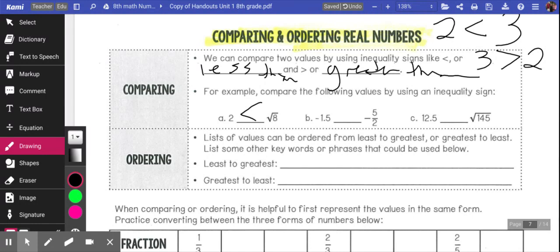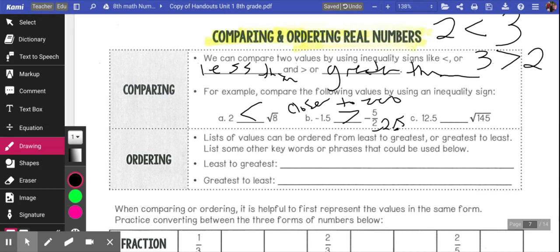Okay, when we have negatives, remember, it's actually the one that's closer to 0. So I'm going to write closer to 0. And so this one would be negative 2.5, and the other one is negative 1.5. So since that one is closer to 0 on the number line, that one's going to be bigger.